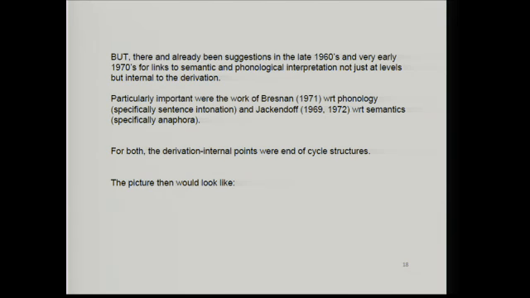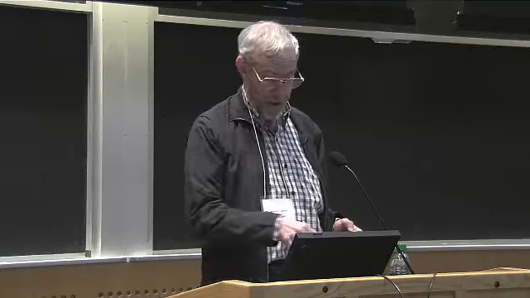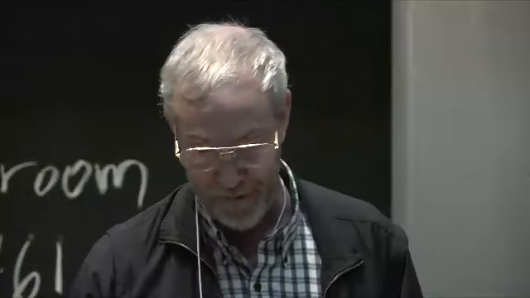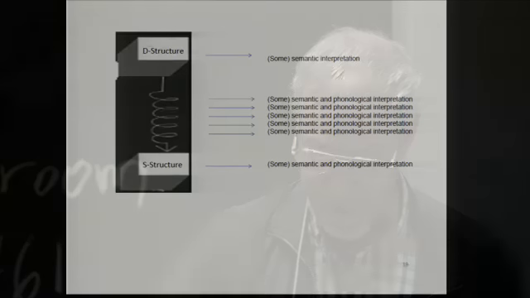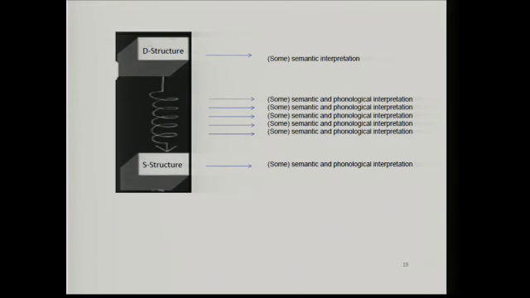Particularly important were the work of Bresnan, 71, with respect to phonology, sentence intonation, Jackendoff, 69 and 72, with respect to semantics, especially anaphora. For both, the derivation internal points were end-of-cycle structures. The picture then would look like this. Some semantic interpretation at deep structure. At the end of each cycle, some semantic and phonological interpretation, including S structure, which is the end of the last cycle.